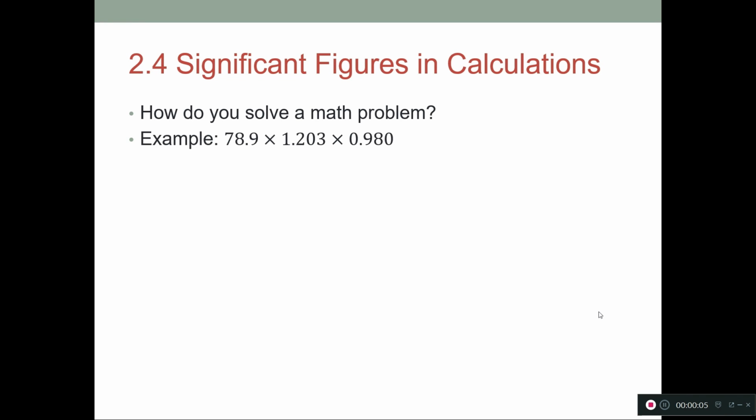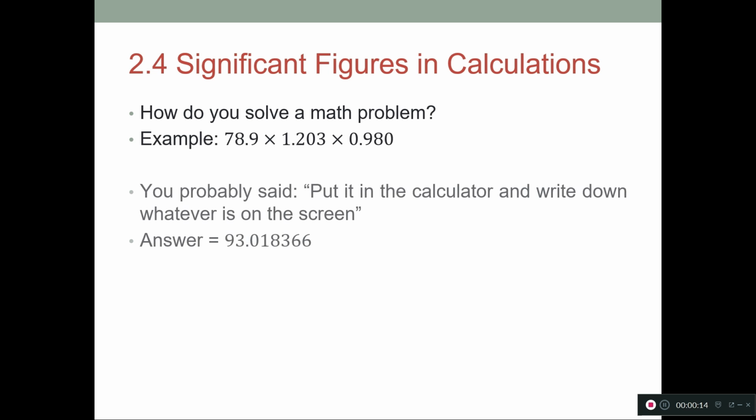How do you solve a math problem? So for example, 78.9 times 1.203 times 0.980. You probably said something like, put it in the calculator, write down whatever's on the screen, which would give you 93.018366. Is this the correct answer?